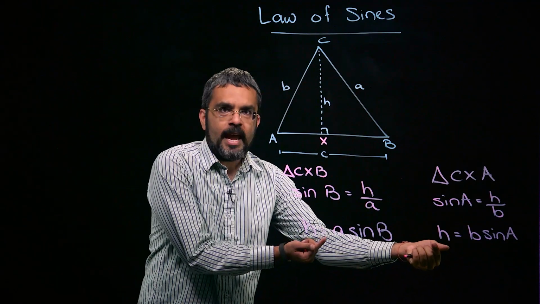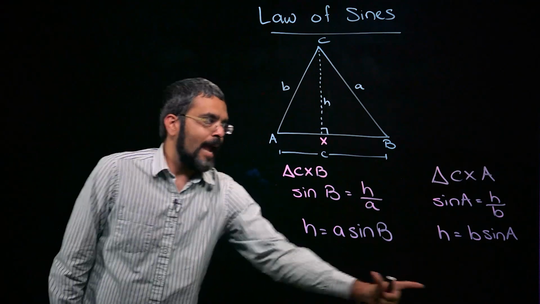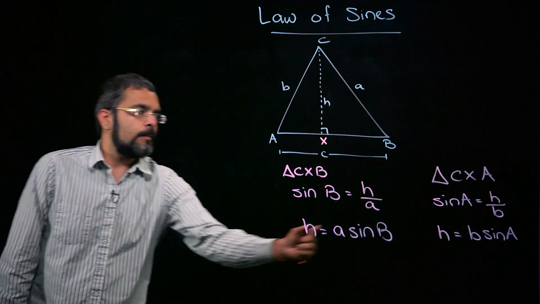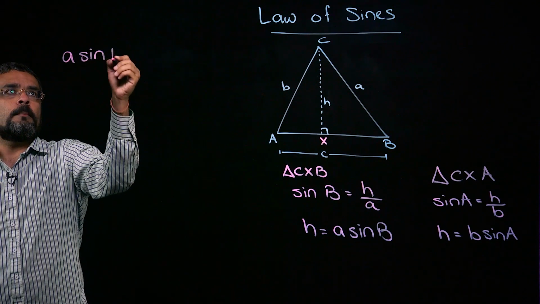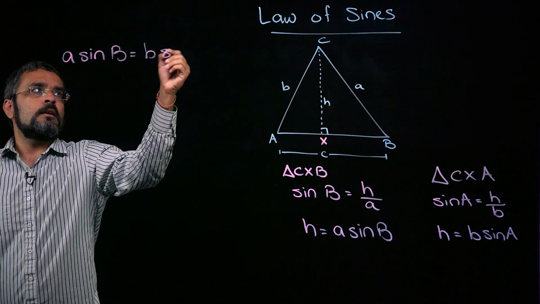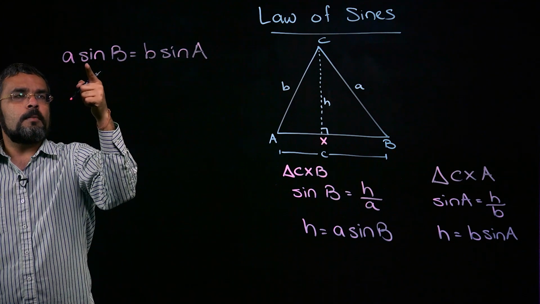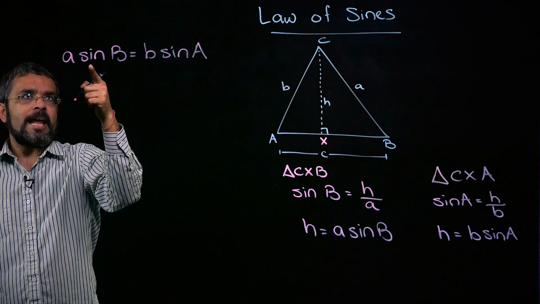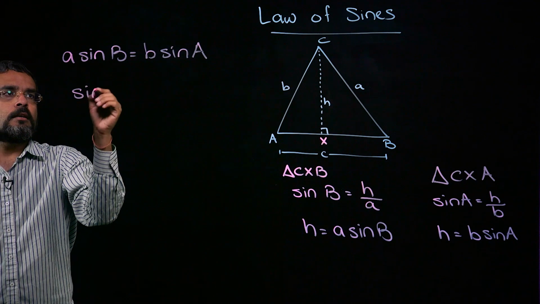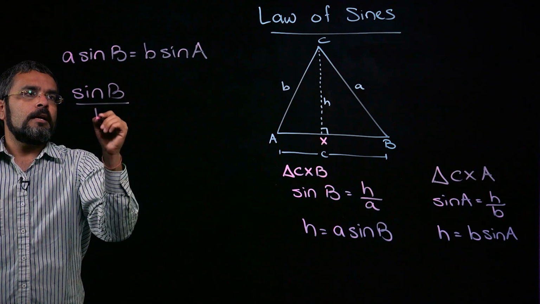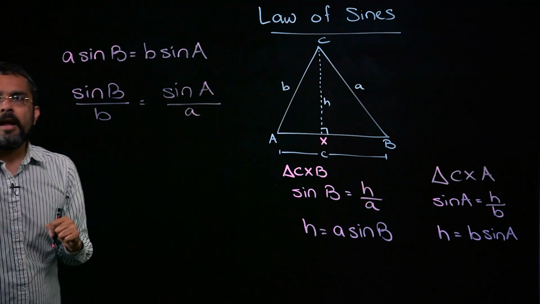Now, these h's refer to the same height, so obviously this A sine B has to be equal to B sine A, because they both represent h. And so I get A sine B equals B sine A. So divide both sides by AB. If I divide both sides by AB, I get sine B over B equals sine A over A.